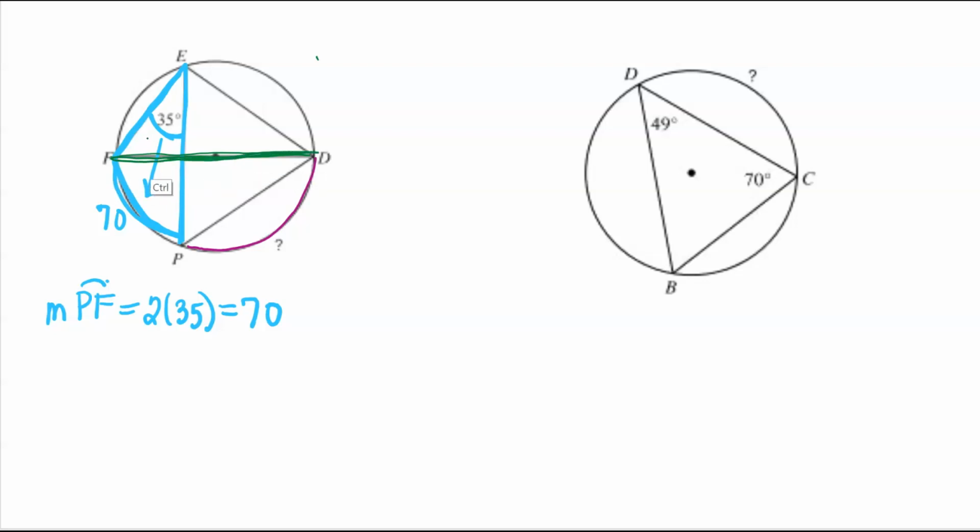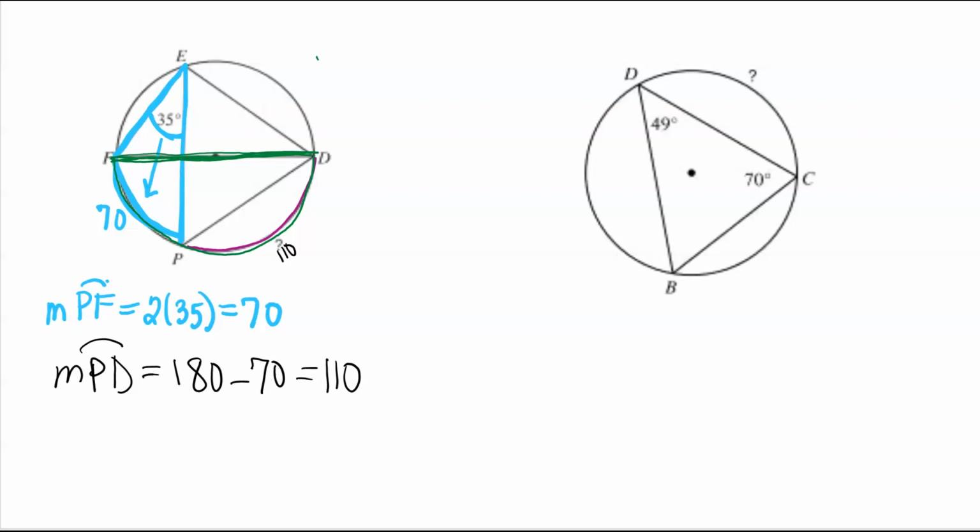Diameters cut a circle in half, which means the blue arc and the pink arc here have to add to 180. So if we already know that arc PF is 70, the measure of arc PD will be 180 minus 70. And the reason why is because FD is a diameter. A diameter cuts a circle in half. Half of a circle is 180 degrees. We knew a piece was 70, which leaves us with 110 for the rest. So this question mark here is 110.